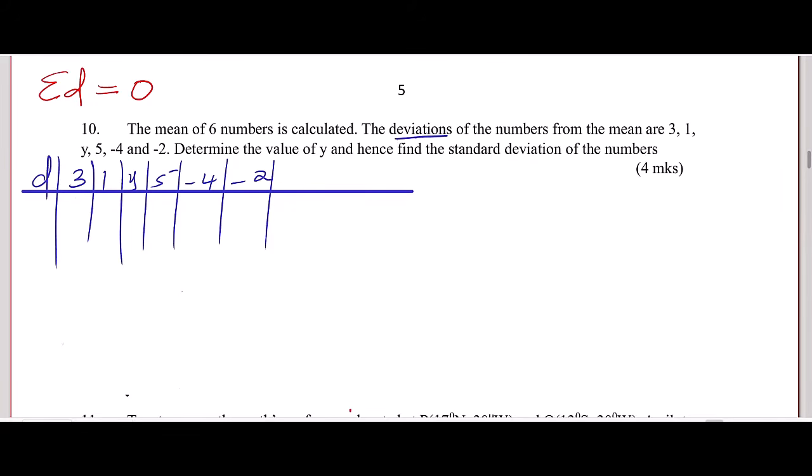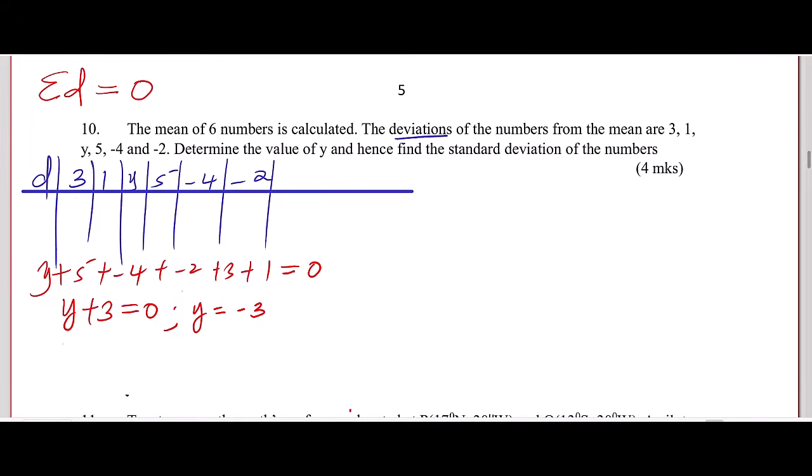Now let's add them. So you have y plus 5 plus negative 4 plus negative 2 plus 3 plus 1. This should give 0. So this will give y plus 5 plus -4 plus -2 plus 3 plus 1, which gives y plus 3 equals 0, and therefore y will be -3. So already we have y as -3. That is the first thing.